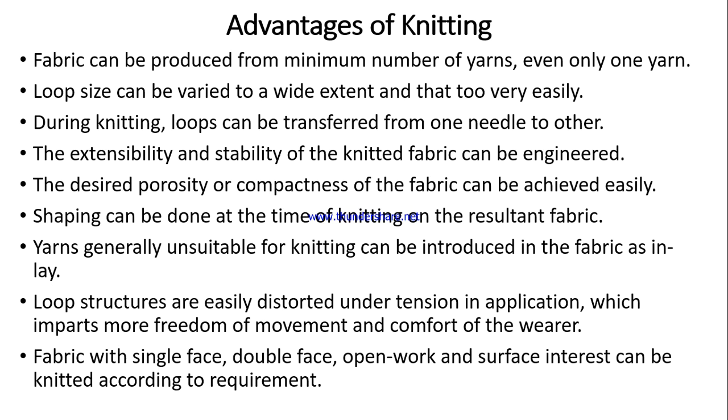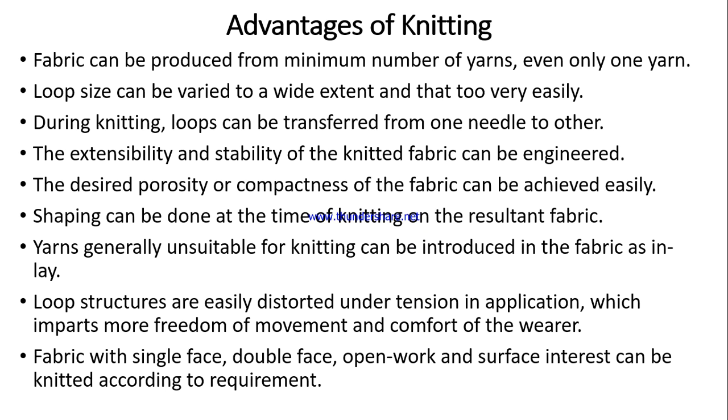The loop size is the single most important parameter by which you can change the structure of the knitted fabric as well as the properties of the knitted fabric. So it is very important to control the loop size during the manufacturing of the knitted fabric, and that controlling of the loop size is very easy. These points will be clear later on when I discuss the knitting mechanism, but now you just remember these advantages of knitting.